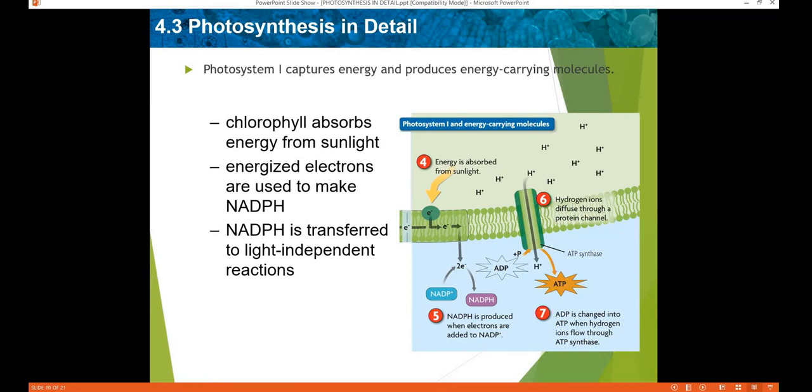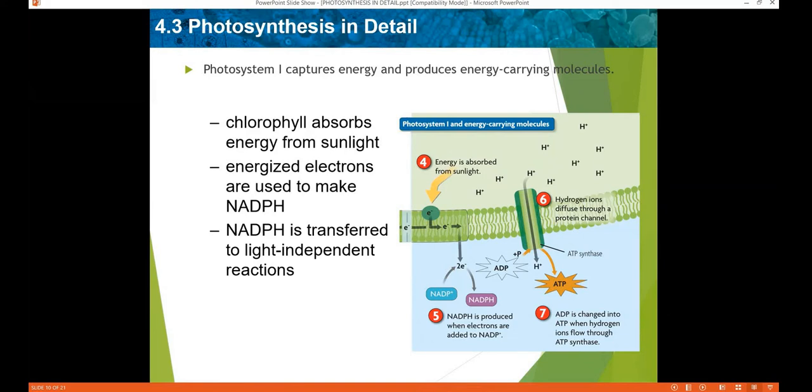Then in step 5, NADPH is produced. This is also a type of energy. The energized electrons are added to a molecule called NADP, forming a molecule called NADPH. After the electrons are added, it forms NADPH. Now this NADPH contains energy like ATP. It is energized because the electrons have been added, and it functions similarly to ATP. The molecule of NADPH goes to the light-independent reactions from here, so we'll study it again when we are studying the light-independent reactions.